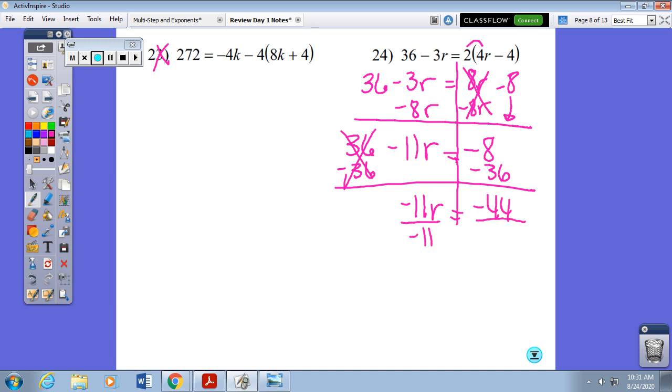Divide both sides by negative 11. Negative 11 divided by negative 11 is 1. R is equal to negative divided by negative is a positive. 44 divided by 11 is 4. So r is equal to 4.